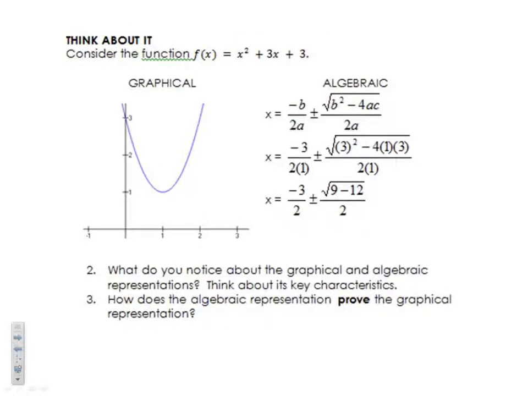Here's the think about it question, guys. Consider the function f of x equals x squared plus 3x plus 3. We basically solve it for you already. It's almost completely solved. I want you to finish solving this problem in your notes. I want to see it completely solved in your notes. Then I want you to think about these two questions, and then I want you to answer them. Okay? Answer number 2 and number 3 in your notes.